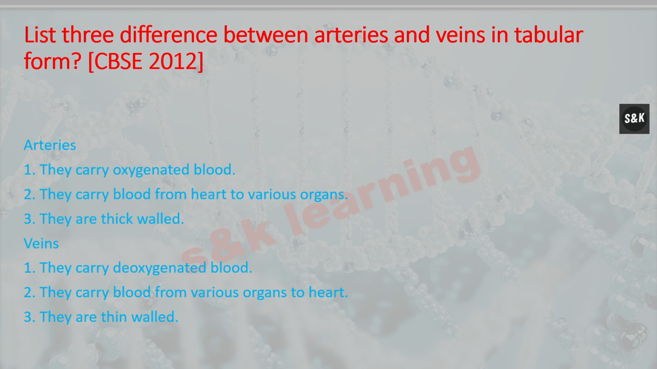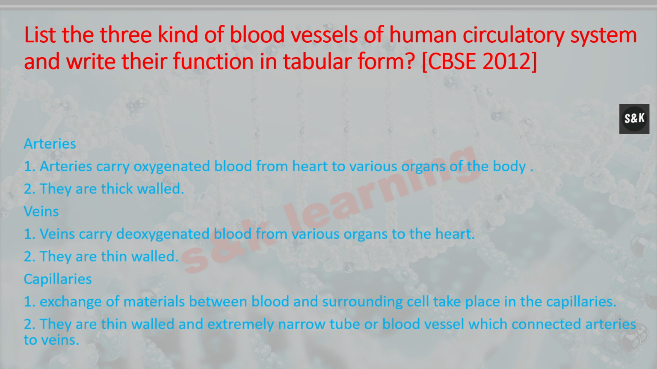List the three kinds of blood vessels of the human circulatory system and write their functions in tabular form. Arteries carry oxygenated blood from the heart to various organs of the body. They are thick-walled. Veins carry deoxygenated blood from various organs to the heart. They are thin-walled. Capillaries: exchange of material between blood and surrounding cells takes place in the capillaries. They are thin-walled and extremely narrow tubes or blood vessels which connect arteries to veins.